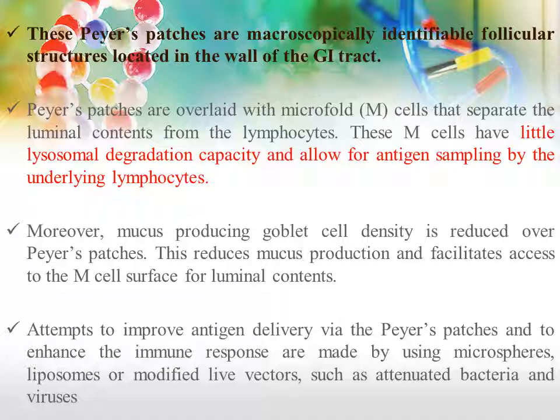Also, the density of goblet cells is reduced over Peyer's patches, which reduces mucus production to facilitate access to the M cell surface and improve antigen activity. Vaccines should be delivered by using microspheres, liposomes, or modified vectors such as attenuated bacteria or viruses.